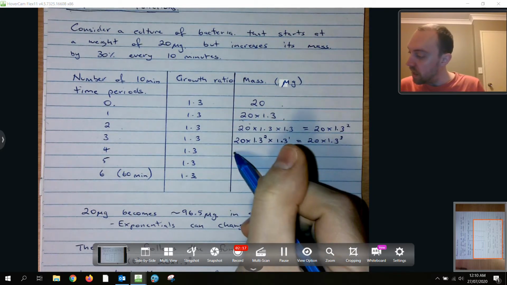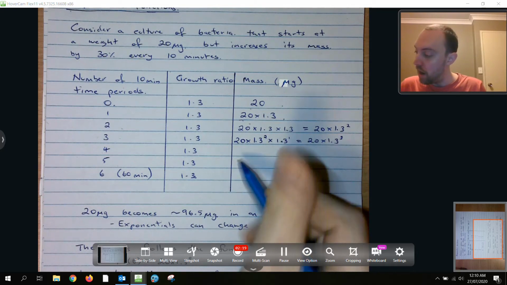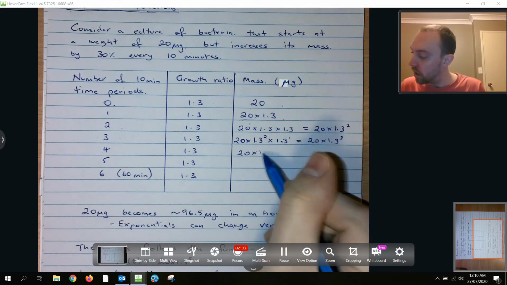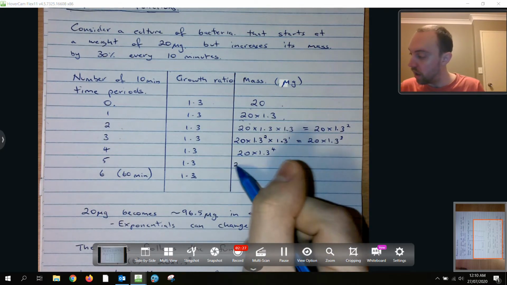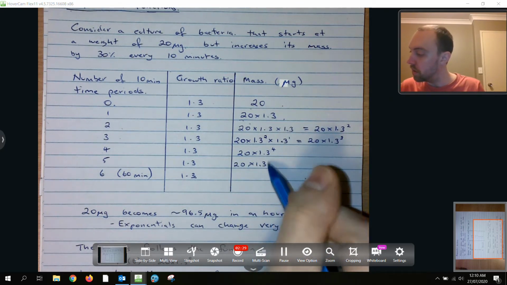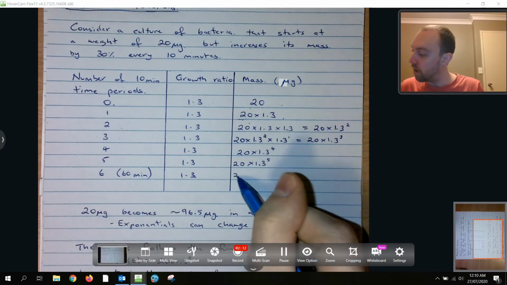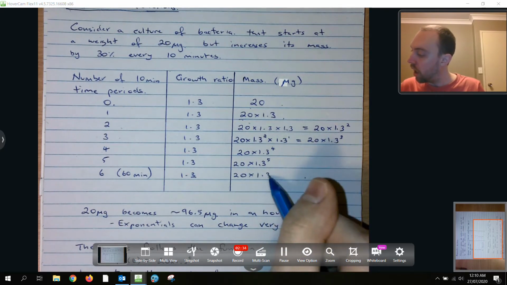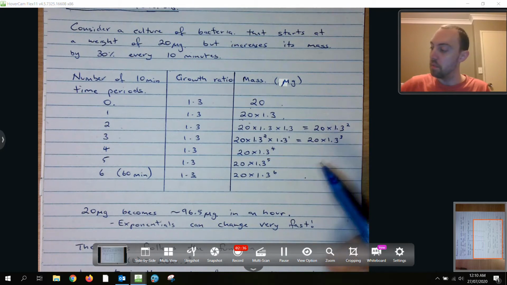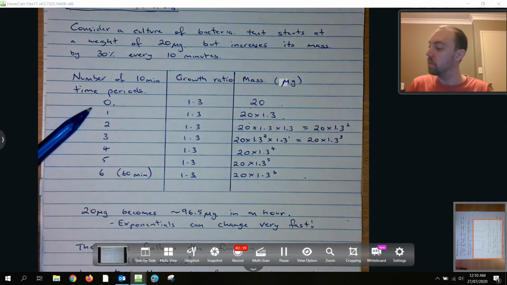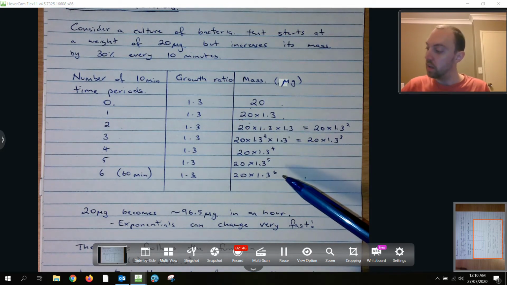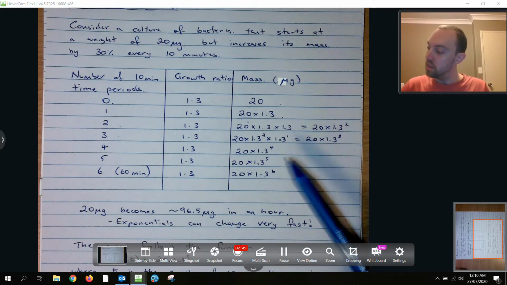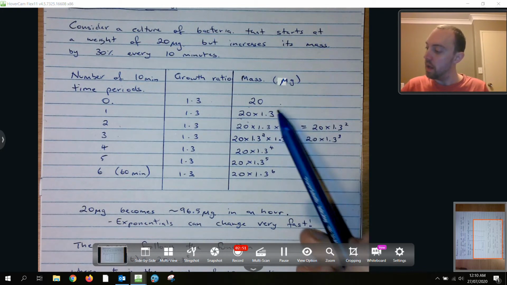Alright, same thing again. If we multiply by 1.3, that power on the 1.3 increases by 1. And again, it would increase to 5 and 6. Each time we've multiplied by 1.3. Each time we've had that next increase in time period, we've increased that power of 1.3 by 1. Okay, so we can see this pattern of just increasing that power.